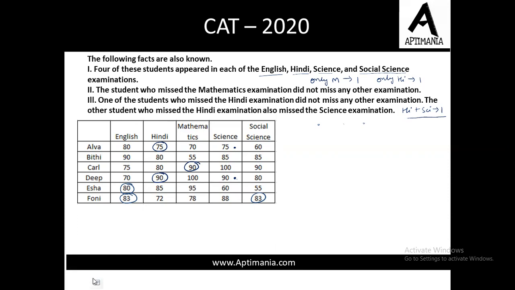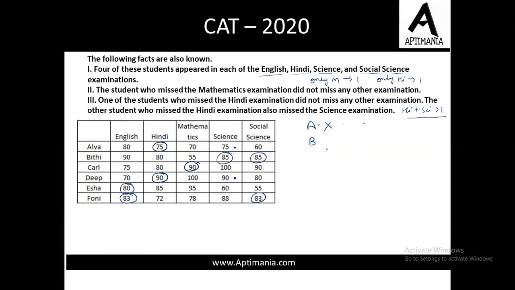Social science के केस में यदि हम बात करते हैं, तो see, social science we need not to check for A. Why? Because A is the case जो क्या तो हिंदी या हिंदी और साइंस वाला होने वाला है, तो we need not to check for social science. For B, we see the scores in social science and science are same.